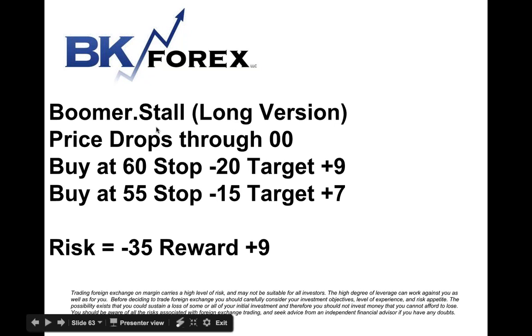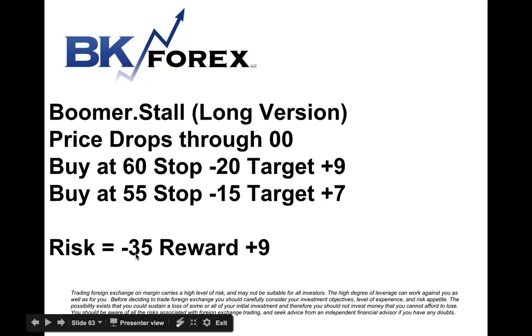You buy, let's say the price is dropping through the 00 level, right? We buy the 60 with a 20 stop, which means the stop is at 40, right? We'll buy the 55, again, with a 40 stop. And the whole idea here is to make plus 9. So on the first target, you make plus 9. So you buy 60, your target is 69. If you buy 55, all you need is plus 7, because you're going to make 2 points on the 60 and you make 7 points on the 55. So overall, your target is going to be 9.